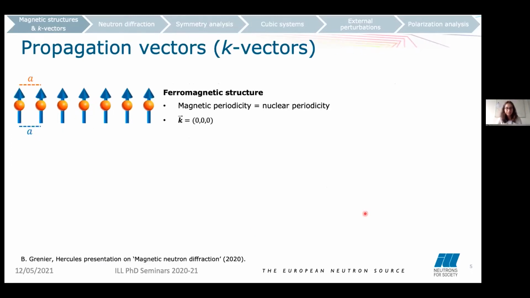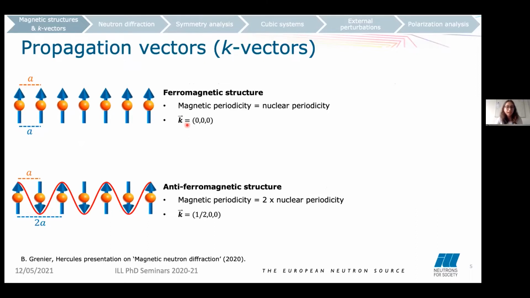To understand this a little bit further, if we take a very simple chain of atoms which have a lattice spacing A, and we look in particular at a ferromagnetic structure, so all our spins are pointing parallel, to recover the direction of our first moment, we only need to move a lattice spacing A. And we can say that our magnetic periodicity is equal to the nuclear periodicity, and our propagation vector is 0, 0, 0.